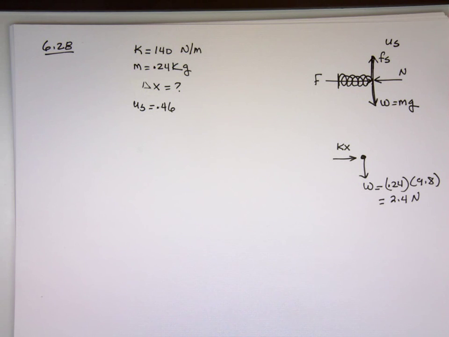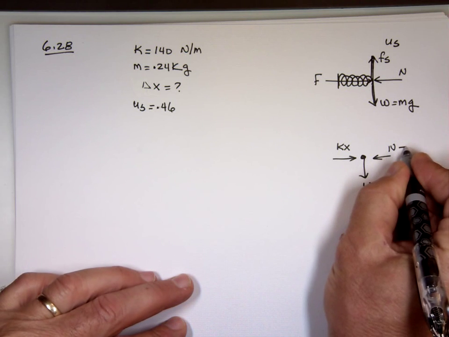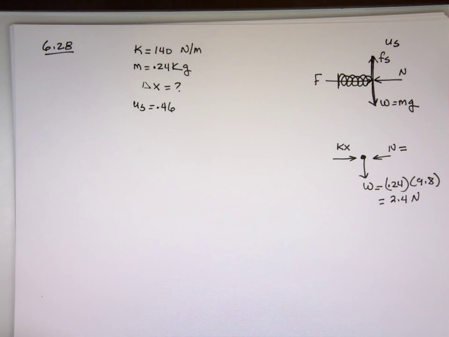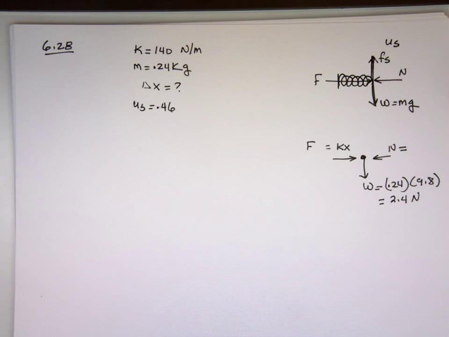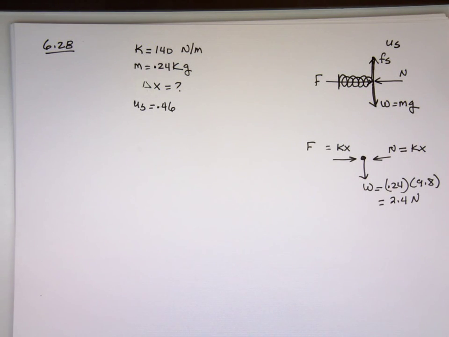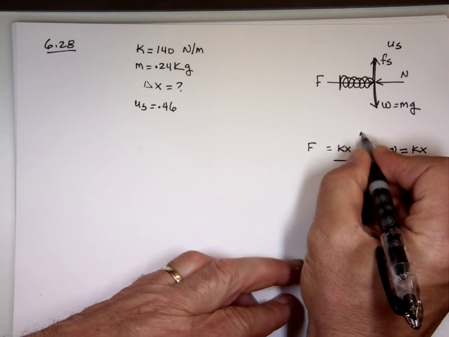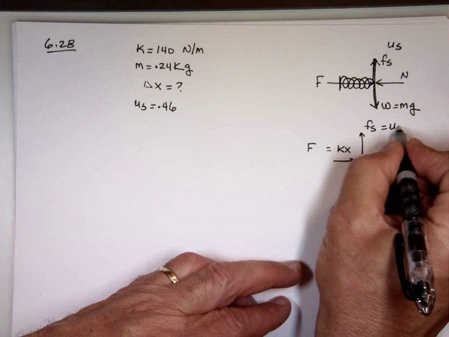We got the normal force, which is in this direction. And what's the value of that normal force? What do you think the value of that normal force has to be, value-wise? We know the direction, K times X. They have to be equal. If that thing is not moving, they better be equal. What else we got? We got static friction, which is µs times n.